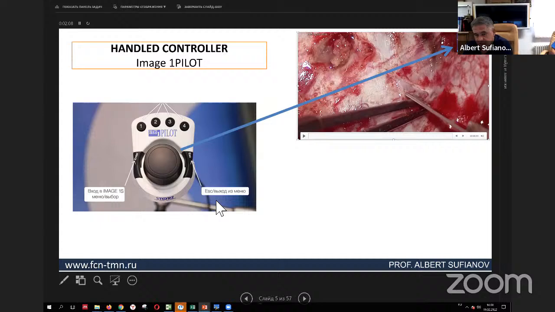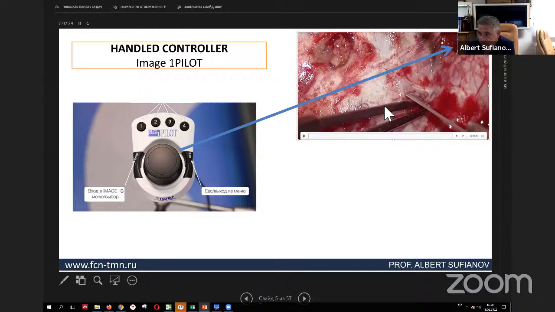Also, you must be very familiar with the handle controller, because the focus, zoom, and small movements near the operative area are managed by this handle controller.